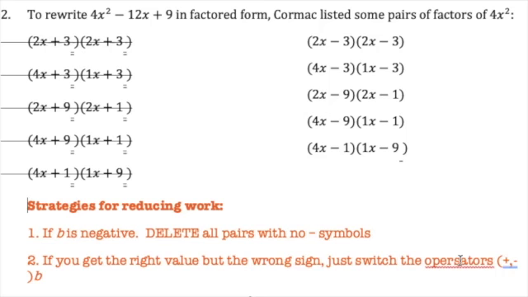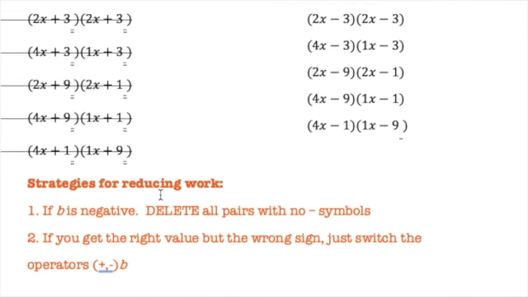So just switch the operators, the plus and the minus. Okay, so what we have done here is cut our work down from 10 to 5. Another tip, which is not as necessary but could help if you're thinking ahead: if B is small, avoid combos that multiply large numbers.